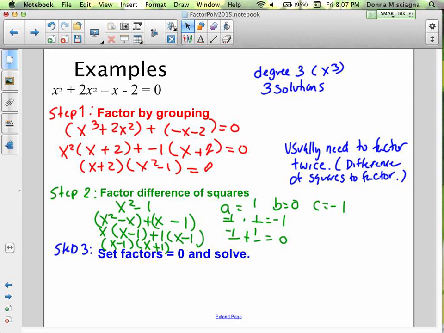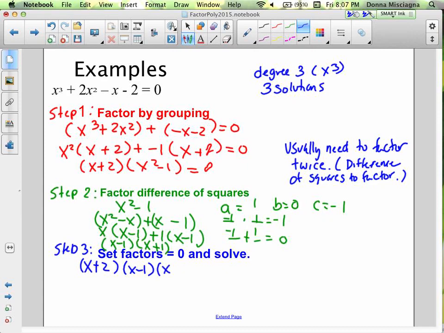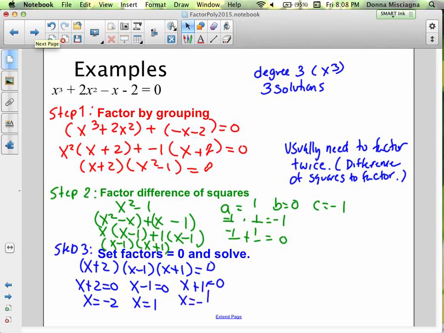Our final step is to set all of our factors equal to 0. So we have the x plus 2 from before, from step 1, and then we have an x minus 1 and an x plus 1. All right, so if x plus 2 is equal to 0, subtract 2 from both sides, x is negative 2. If x minus 1 is equal to 0, add 1 to both sides, x is 1. And if x plus 1 is equal to 0, subtract 1 from both sides, x is equal to negative 1. And another one solved. Okay.